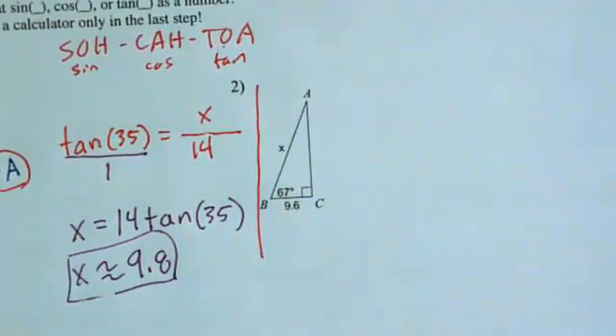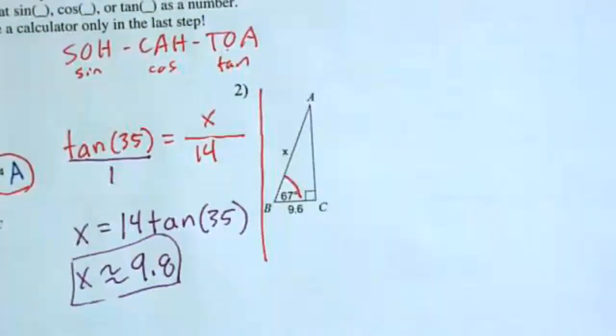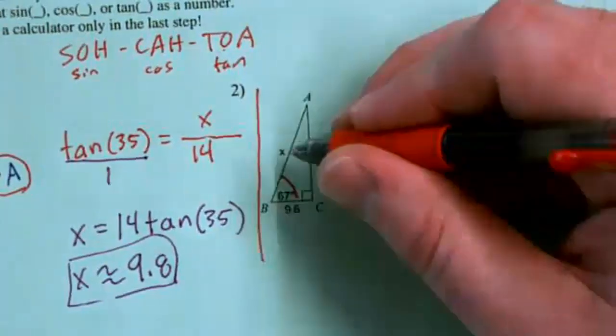Okay, folks, can you guys go ahead and start on the second one? Mark off your angle. And then do the next step, the same thing that we always do about this time. Label your sides.